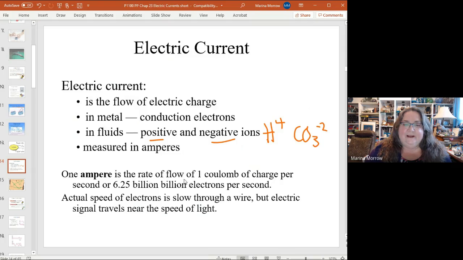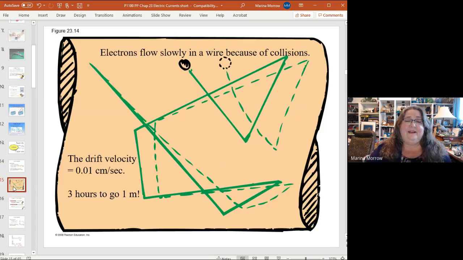And 1 ampere is the flow of 1 coulomb of charge per second, which is around 6.25 billion billion electrons per second. Now, electrons, we tend to think, oh, this is fast, right? Electrons must be zooming through those wires. Well, it turns out the speed of the electrons is slow, but the electric signal, or the EMF, travels near the speed of light. So one individual electron tends to bounce around, and what's called the drift velocity.